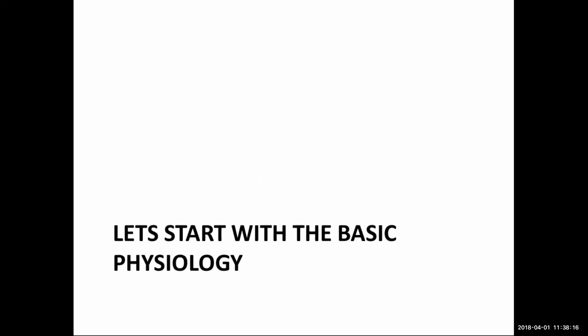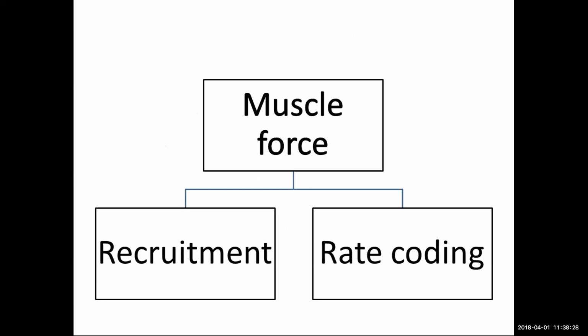So when you are talking about control of force, we will just look into some very basic physiology before getting into this. Remember, the muscle produces force via two methods. One is called recruitment, another one is called rate coding, right? Most of you should have heard of the term recruitment. Some of you might not have heard of the term rate coding. So we will look into these two parts. These are the two parts we are going to look at in this lecture.